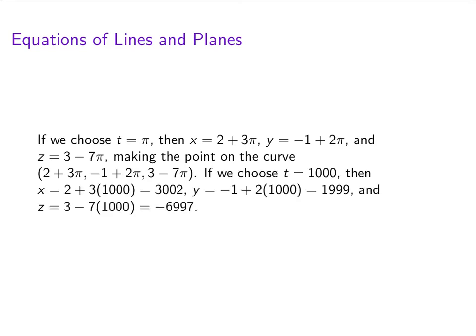If we plug in t equals 1,000, then we'll get x equals 3,002, y equals 1,999, and z equals -6,997. This is just plugging in 1,000 for t into the parametric equations. So we end up with a point on the line that's (3,002, 1,999, -6,997). So we have our 2 points on the line, 2 points that are not P or Q. Okay, that's all for now.